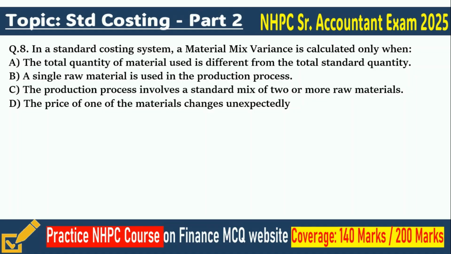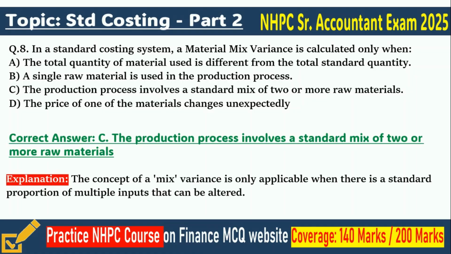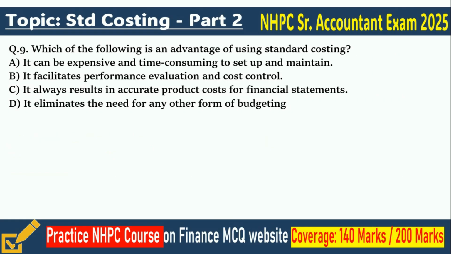Friends, the correct answer is option C, which says the production process involves a standard mix of two or more raw materials. Friends, the concept of mix variance is only applicable when there is a standard proportion of multiple inputs that can be altered. Moving on, friends, next question.